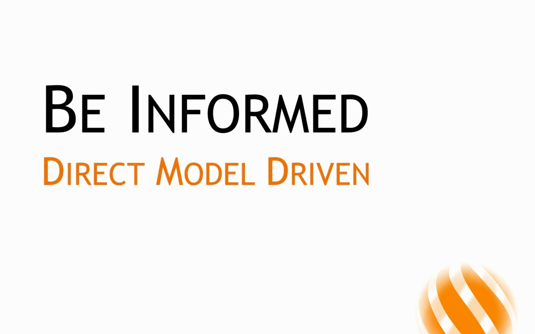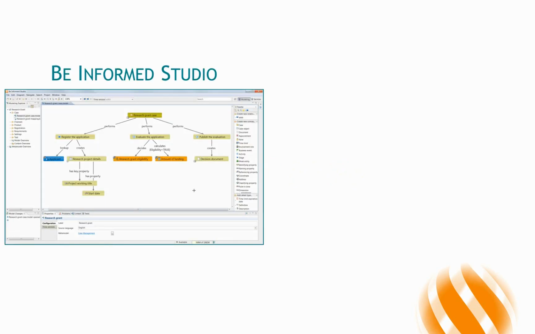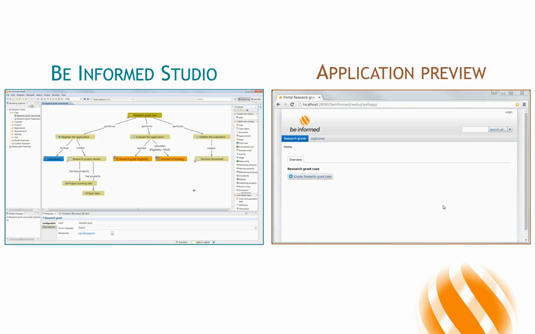In this video we will introduce you to the direct model-driven characteristic of the Be Informed platform. Being direct model-driven means that the models in the Be Informed platform result in a core application, without the need for translating them into code first.